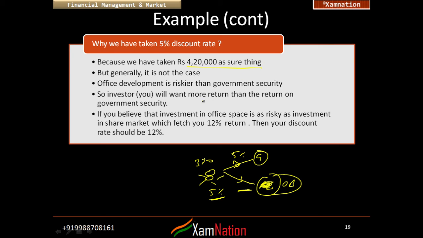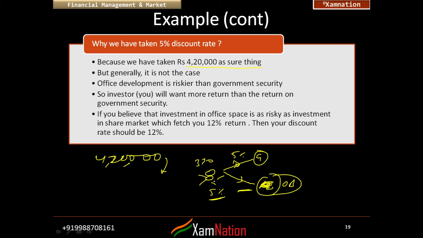But in place of this, if office building is a riskier thing, okay, both government security and office building are not having the same risk. Here it is a sure thing, here let's say it's not a sure thing. Now not a sure thing basically, what does it mean? The figure which is 4,20,000 which has been committed, that you will get in the next year, it can be 4,20,000 or it can be less than 4,20,000, it can be a little more than 4,20,000. So it's a riskier thing. So there can be fluctuation on this money which you will get in the future, which is not a sure thing. In most of the cases, real estate or office building development is riskier than the government security.